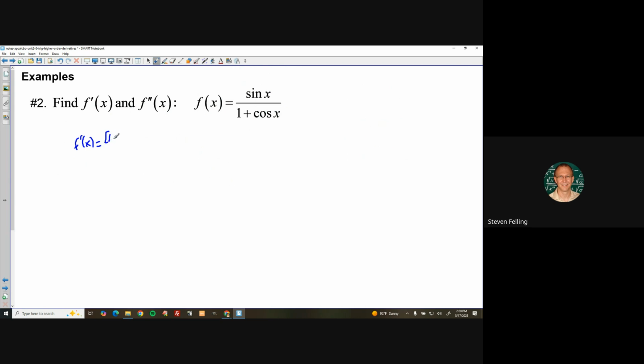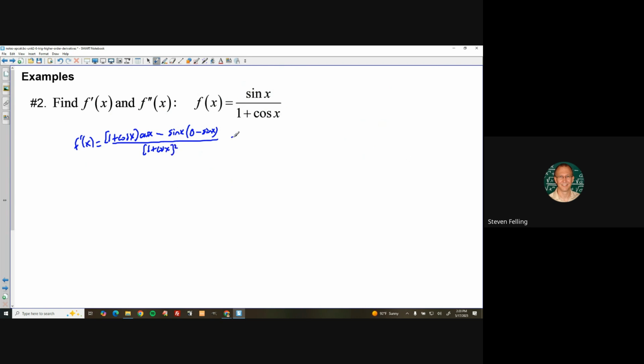It's low function, 1 plus cosine of x, times the derivative of high. Derivative of sine is cosine. Low d high minus high d low. The derivative of a constant is 0. And then the derivative of cosine is negative sine, over low squared.